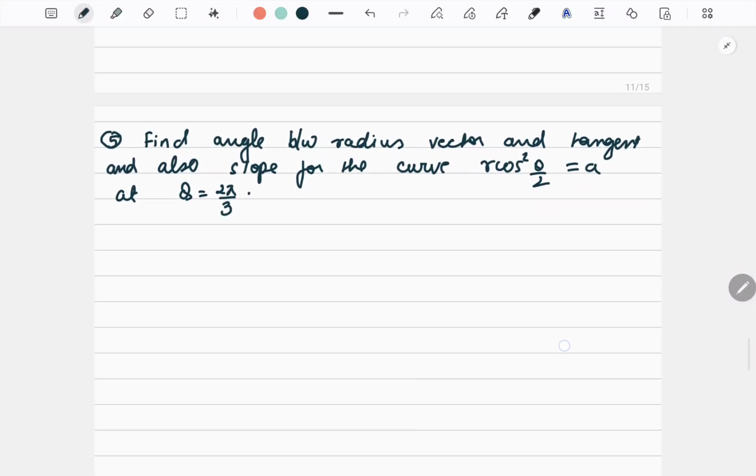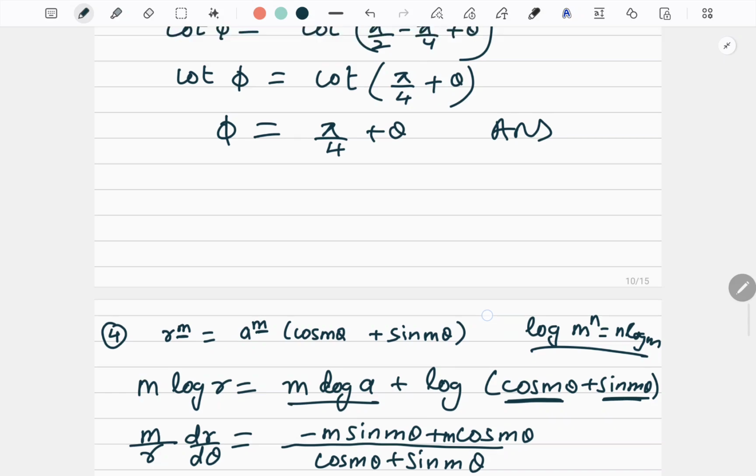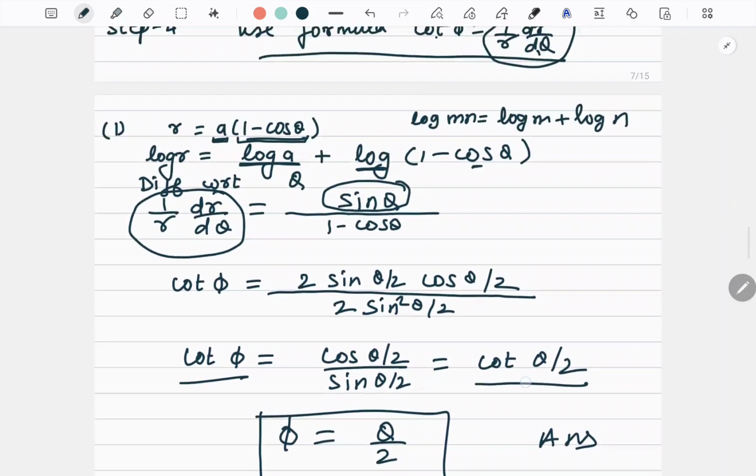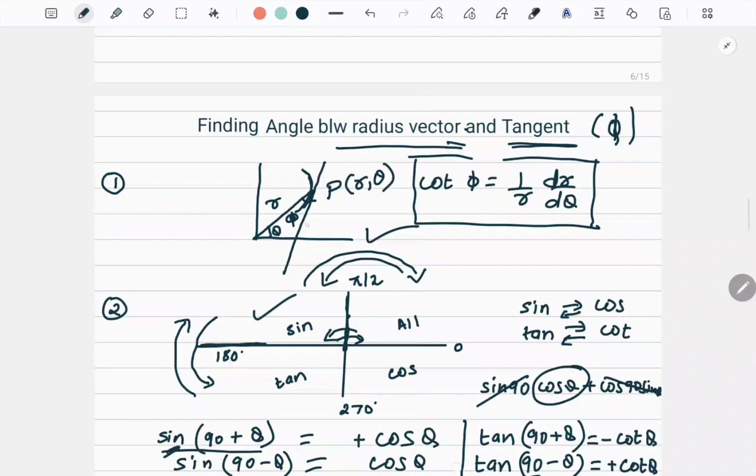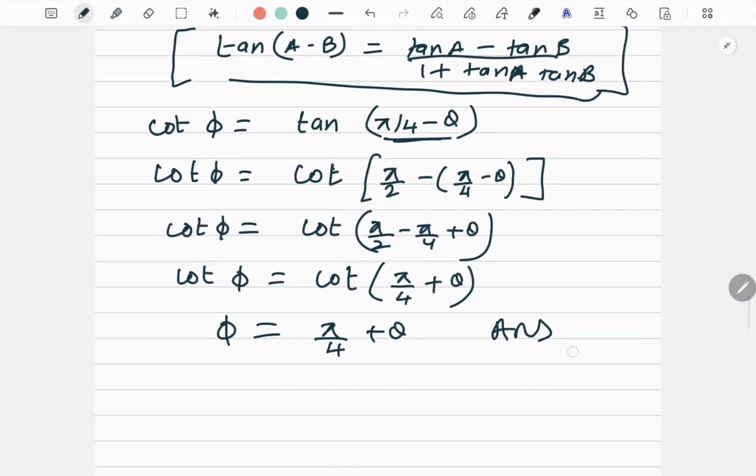Go to the next question. Find the angle between radius vector and tangent, and also the slope, for the curve r cos square (theta by 2) is equal to a at theta is equal to 2 pi by 3. Now what is the slope? The first part is okay, we have done it in the remaining four questions. We have to find phi, which is the angle between radius vector and tangent. For the slope, if you remember in the previous video also, I taught you one simple concept. See this diagram. This angle is psi, and tan of this is the slope of any curve at a particular point.